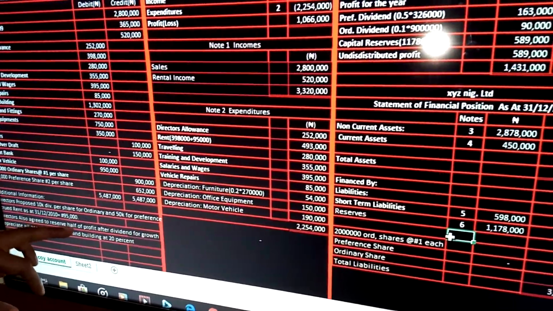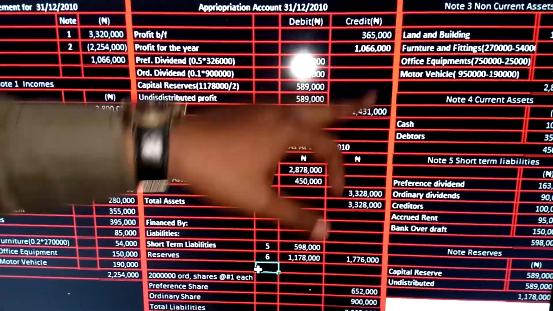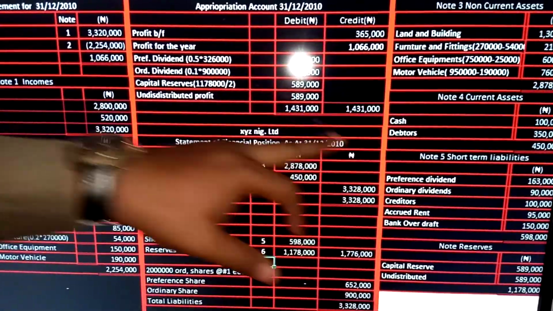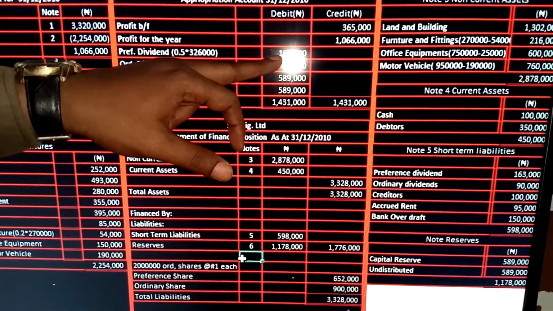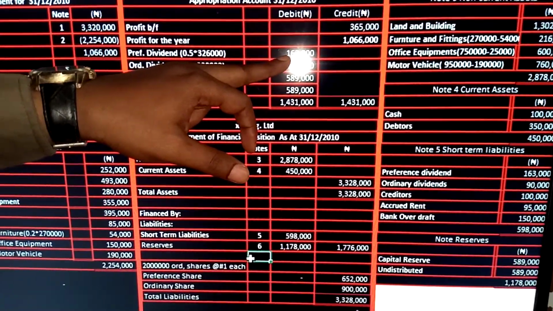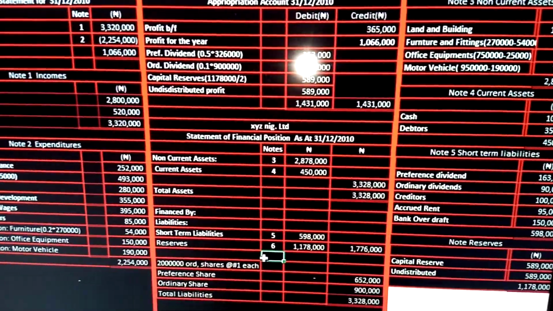They are now saying directors agreed to reserve half of the profit after dividend for growth. Okay. So basically, when you add this to this, you have 1,431,000. Take out 163,000. Take out 90,000. You have 1,178,000 left. They are now saying half of it should be reserved for growth. So let's say capital reserve.